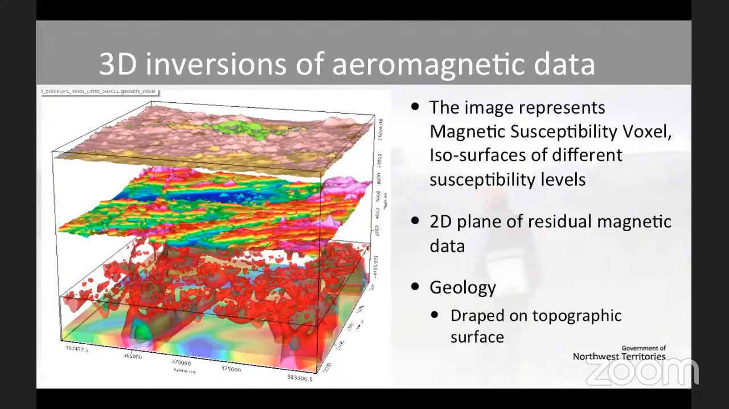So this is a magnetic susceptibility voxel with isosurfaces of different susceptibility levels on the bottom portion. There's a 2D plane of the residual magnetic data, and then on top we have the geology draped over a topographic surface. So this is really giving us an opportunity to understand the Slave Craton in 3 dimensions in a way that we weren't able to in the late 80s and early 90s. And a lot of this is based off of exploration for kimberlite.